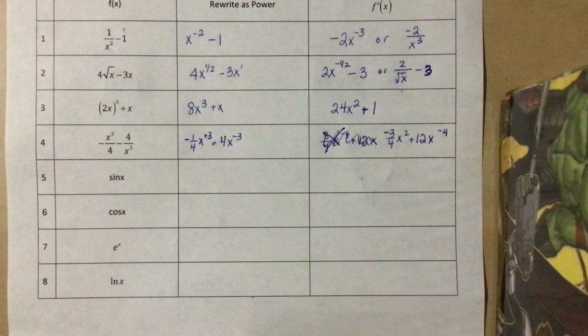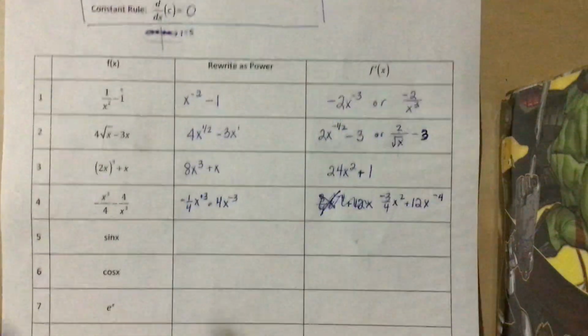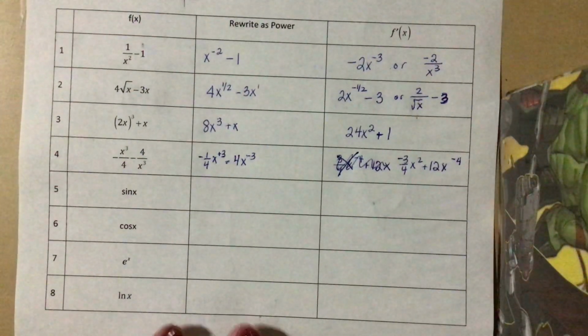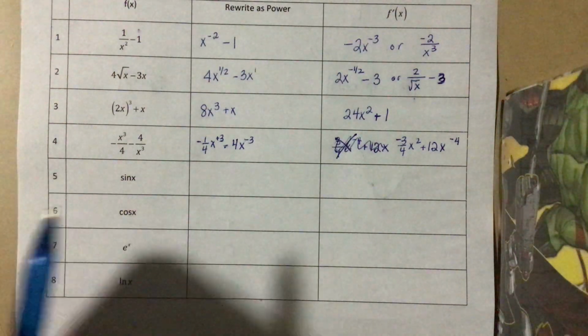Okay, now the last couple things that we have to do here are sine, cosine, e to the x, and ln of x. This is a bunch of derivatives that we don't really have a rule for, because they're not algebraic. So we're going to go ahead and just establish what these derivatives are.